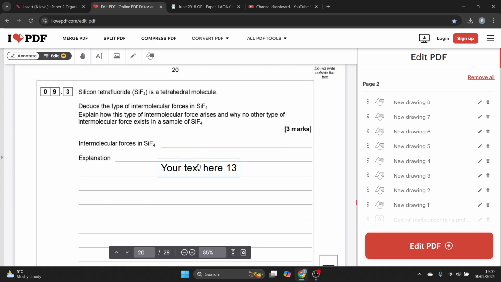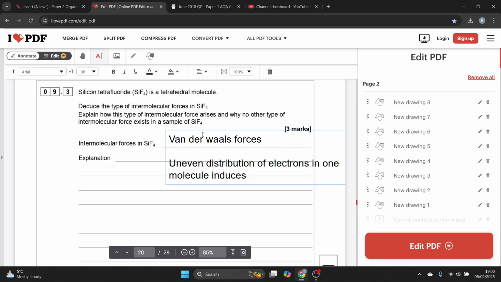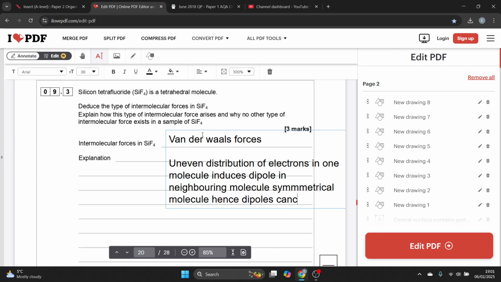Name the type of intermolecular force in SiF4. Van der Waals forces. Explain how it arises. Uneven distribution of electrons in one molecule induces a dipole in a neighboring molecule. Symmetrical molecule, hence dipoles cancel.